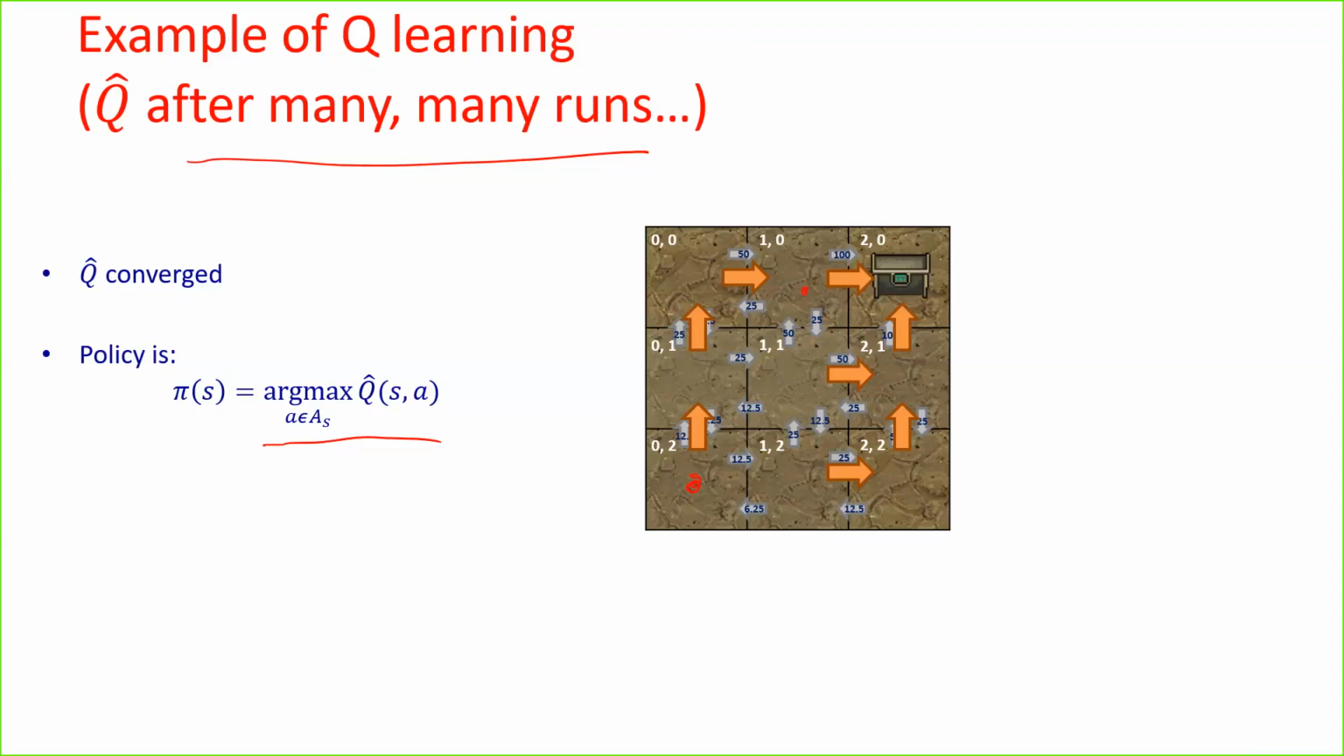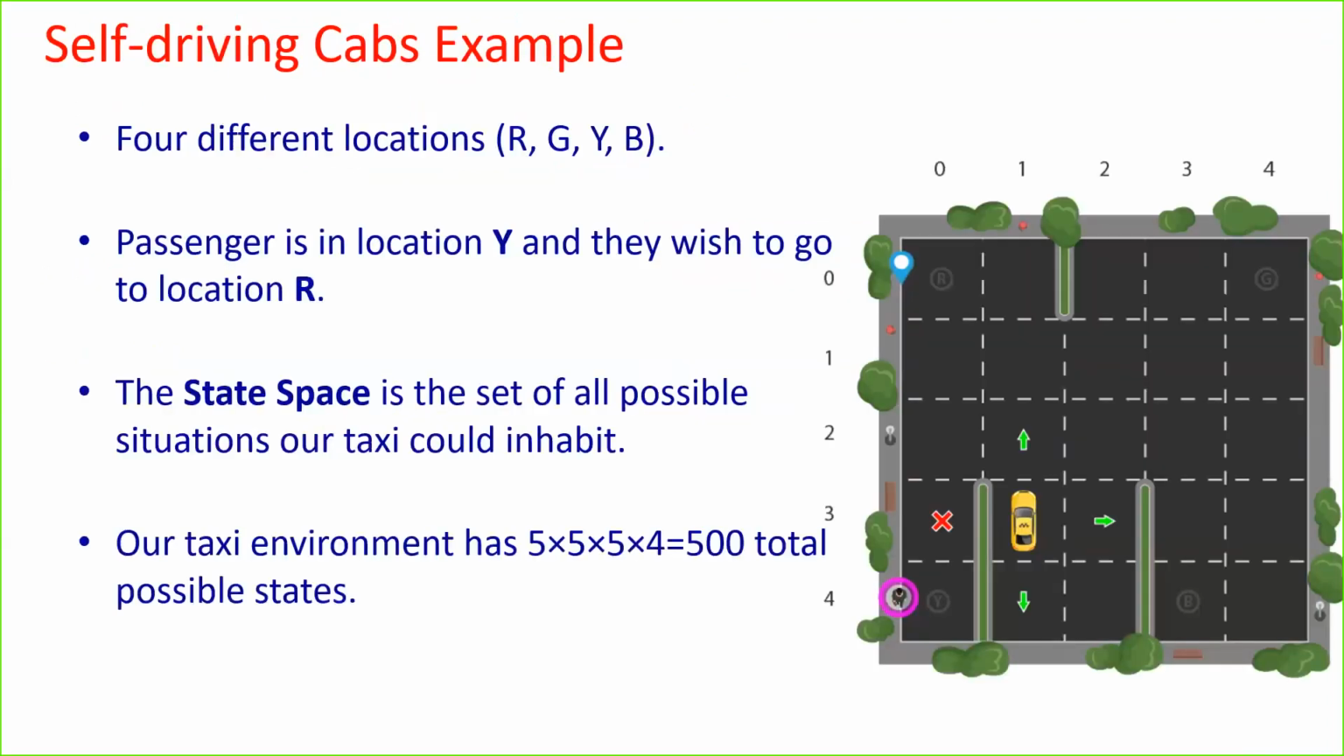Very simple, and interesting as well. Now we're going to see the implementation of the self-driving cabs using this Q learning. We're using the OpenAI Gym environment in Python. Let me explain a bit about the environment. The self-driving cab is basically picking up the customer at the right location and dropping off the customer at the right location.